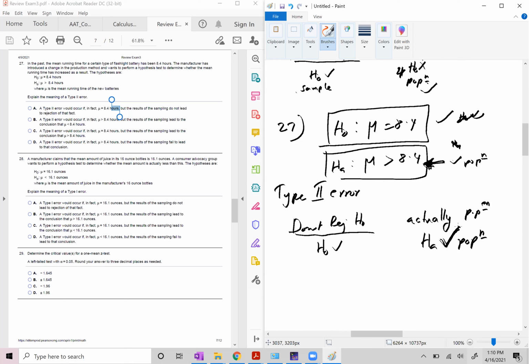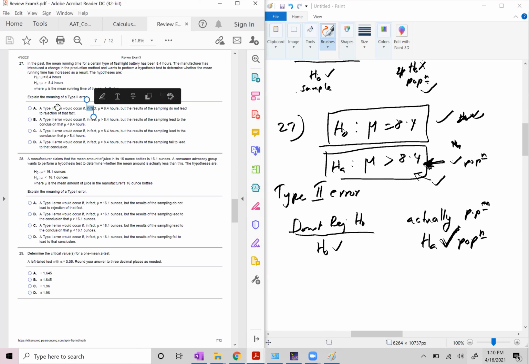When in the actual population the alternative is correct, right? So in the population, this is what's going on, and that is not mentioned properly here. It's saying mu is 8.4 in the population. Note that this first sentence is talking about the actual population, because the next part is talking about the sample. But the results from the sampling do not lead to rejection of that fact. You don't need to worry about that part. At this point, you know it is wrong, right?